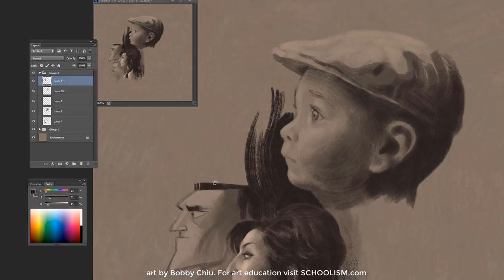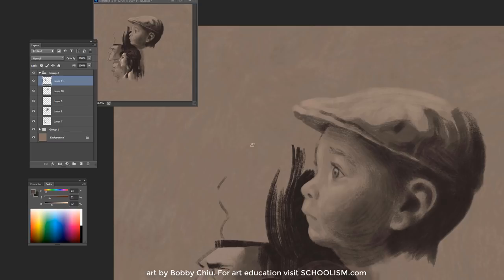Here's a quicker one. How long does it take on average for either of you to take a character from concept to completion? That's always such a hard question. It really varies, it depends. Yeah, it completely varies.